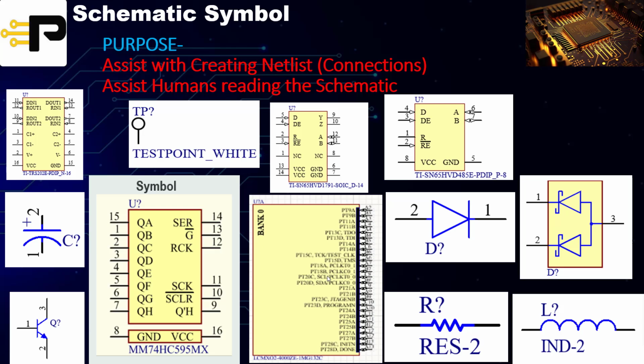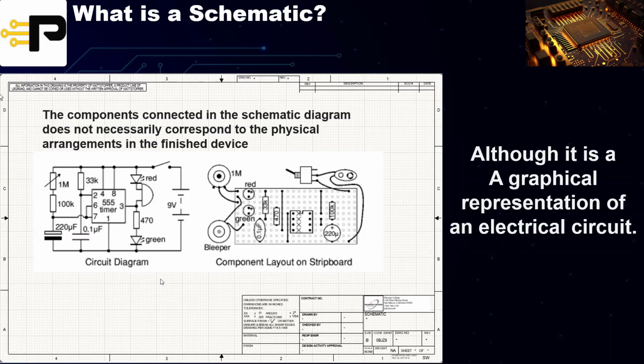Now, these schematic symbols can be basic symbols such as discrete components, which are your capacitors or resistors or diodes. These are often referred to as potato chip components, but they can also be very advanced components, even having thousands of pins. So although this is a graphical representation of an electrical circuit, it's important to understand that the components connected in a schematic diagram do not particularly correspond to the physical arrangement in the finished device.